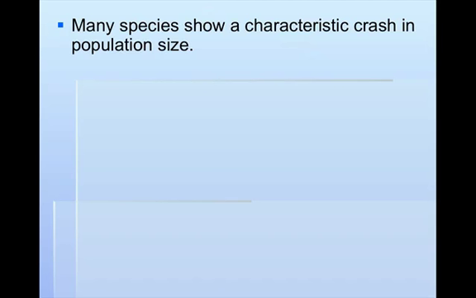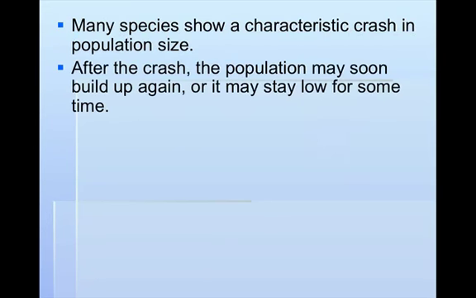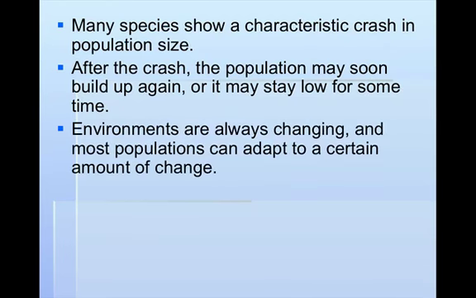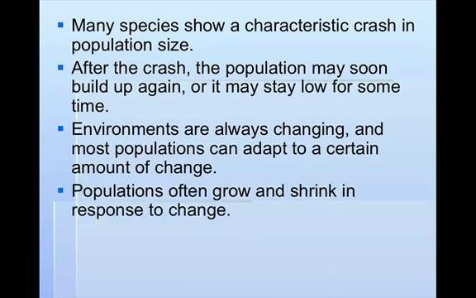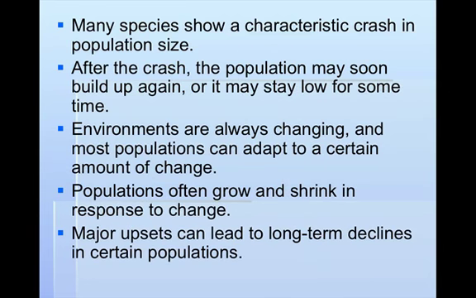Many species show a characteristic crash in population size when there is a density-independent factor at play. After the crash, the population may soon build up again, or it may stay low for some period of time. Environments are always changing, and most populations can adapt to a certain amount of change. Populations often grow and shrink in response to change. And finally, major upsets can lead to long-term declines in certain populations.